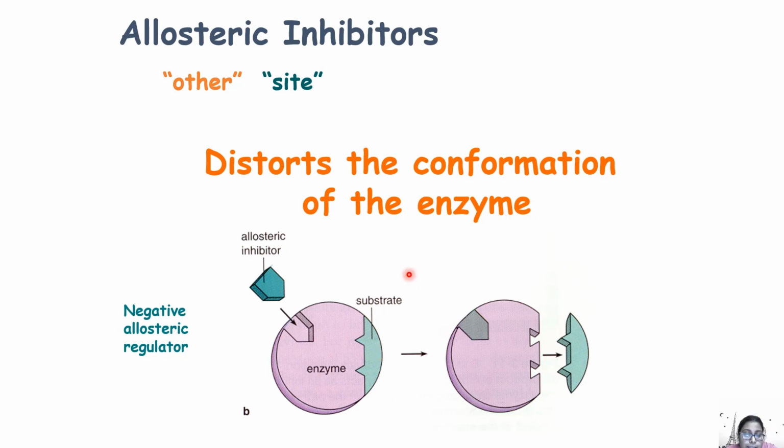So substrate can come and bind over here. What happens if we add an allosteric inhibitor? For example, here it is a negative allosteric regulator. If we add an allosteric inhibitor, it changes the structure of the enzyme's active site in such a way that it does not have any affinity to the substrate anymore. See, it is a proper lock and key model over here.